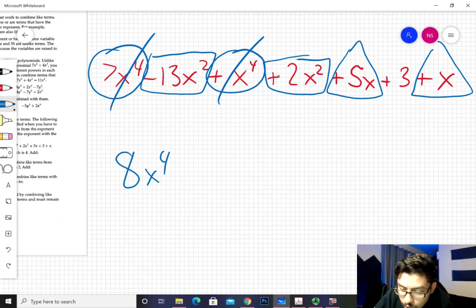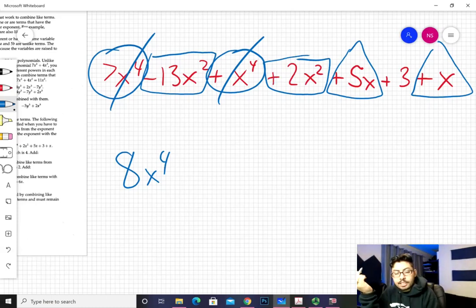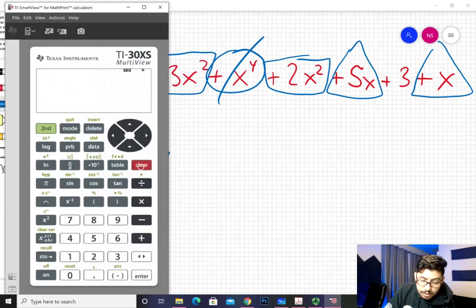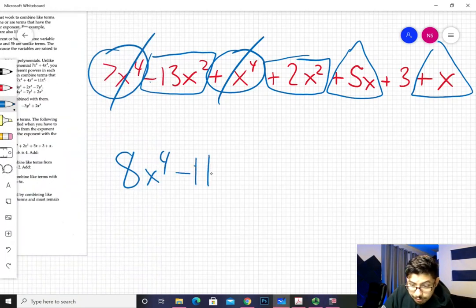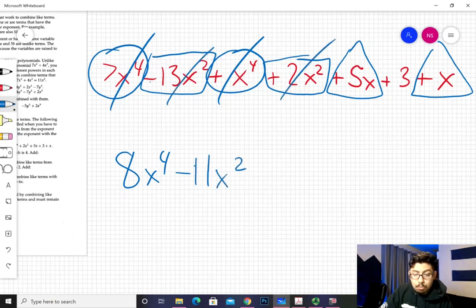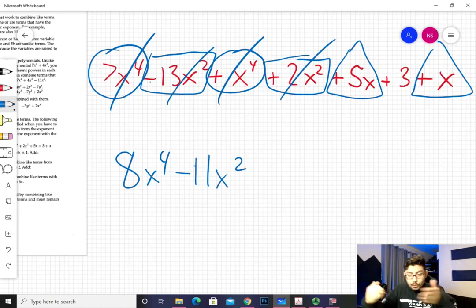Negative 13x squared plus 2x squared. What do we get here? Just look at the numbers and symbols. Negative 13 plus 2. Take out your calculator. Negative 13 plus 2. Enter. Negative 11. So then you come here and you're just like negative 11. Don't forget to bring down the like term. X squared. Do you see? I know you see.